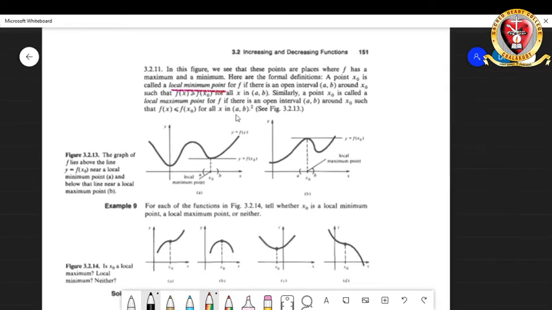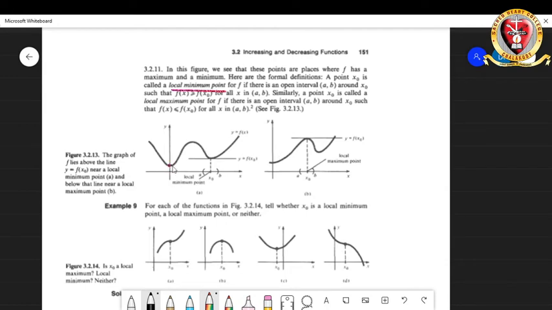This is an important definition, and in this illustration you can understand what a local minimum is. Similarly, a point x naught is called a local maximum point if there exists an open interval ab around x naught such that f of x is less than or equal to f of x naught for every x in the open interval ab.